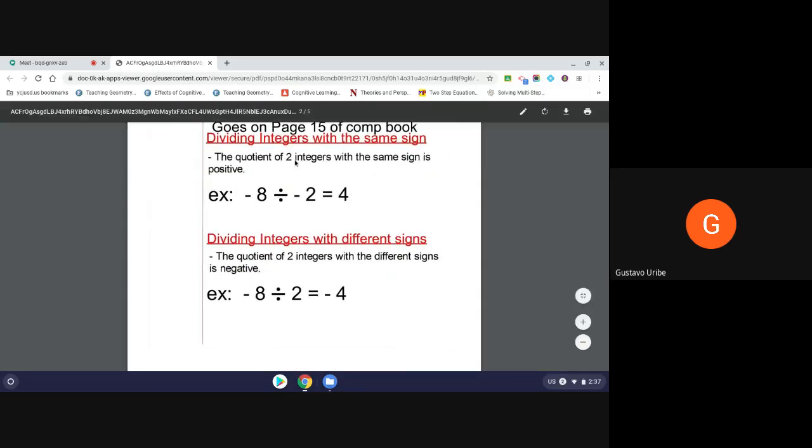So dividing integers with the same sign, again, same signs, positive. So 8 divided by 2, or 8 cut in half, is 4. Negative divided by negative is a positive. Different signs: I know 8 cut in half is 4, this is a negative, this is a positive. So different signs will give me a negative answer.